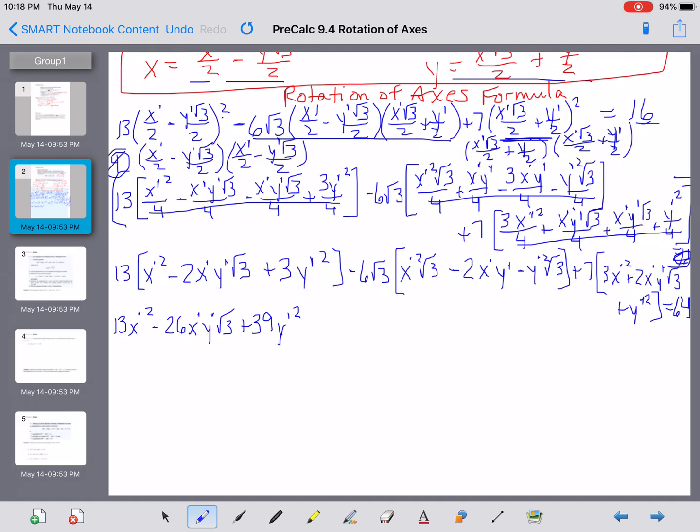Minus, okay, this 6 radical 3 times a radical 3. The radical 3's will multiply and get 3 times 6 makes it minus 18 x prime squared, minus the middle term there or it'll become plus 12 radical 3 x prime y prime, plus, and again another radical 3 times radical 3 will give me a positive, I keep saying positive 3, but the number 3 times 6 will give me 18 y prime squared, plus 21 x prime squared plus 14 x prime y prime radical 3 plus 7 y prime squared equals 64. I really hope I didn't make a mistake in there. Okay.